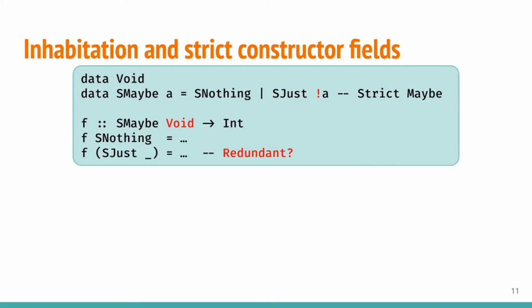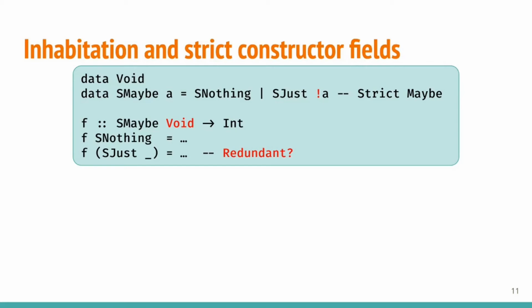Now that we have void, we can combine it with strict fields. Here is a strict maybe data type, as you can tell by the strictness annotation on sjust's field here. Whenever sjust is constructed, its field needs to be evaluated first. The function f here matches on smaybe of void. Question: is the second clause of f redundant or not?